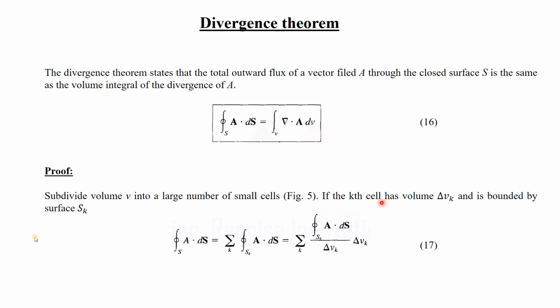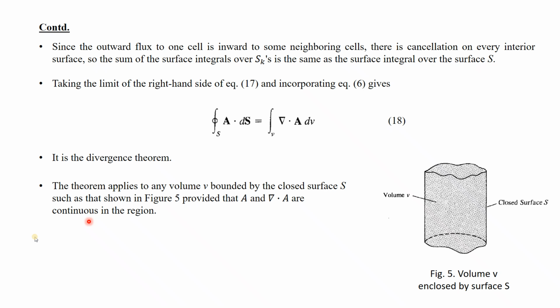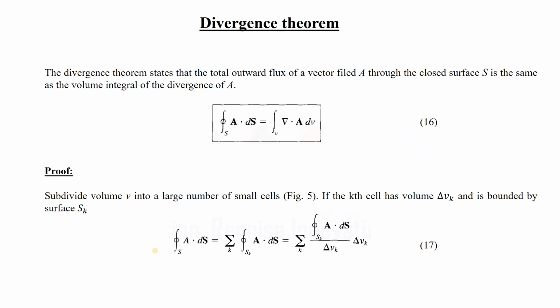Now subdivide the volume V into a large number of cells. Okay, if the kth cell has a volume delta Vk and it is bounded by the surface Sk, that means this particular volume is divided into small segments, and each segment is having an area of delta Sk. Okay, delta Sk is the area.